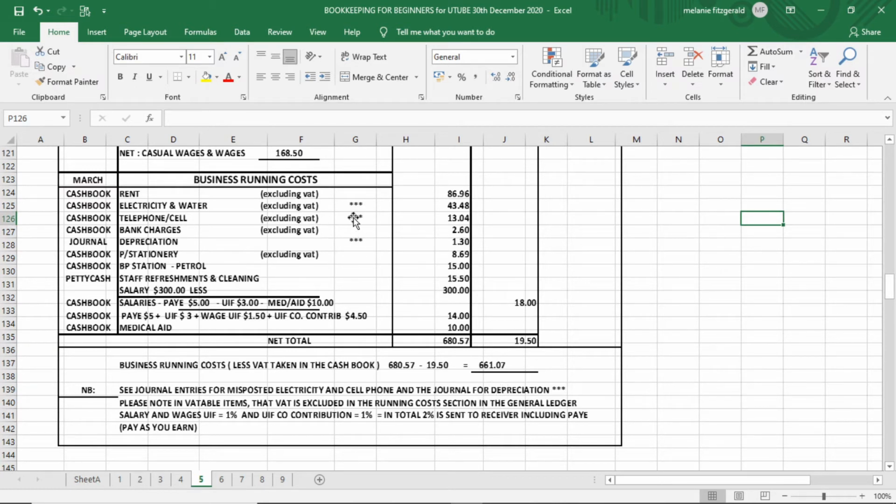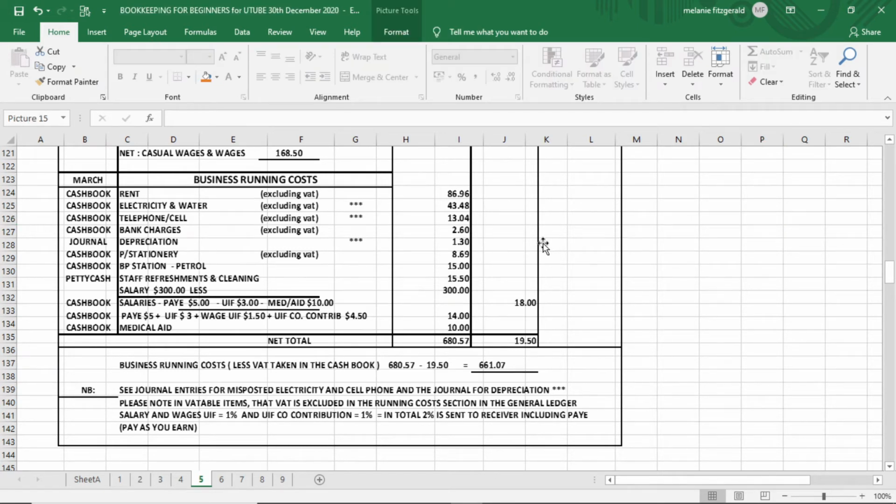I just put this in here to remind you that those are journal entries. Please note that in VATable items, VAT is excluded in the running cost section in the general ledger. Salaries and wages UIF is 1%, and the UIF for the company contribution is 1%. In total, 2% is sent to the receiver, including pay as you earn, and that's that $14 over there.